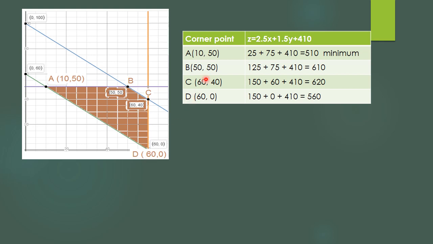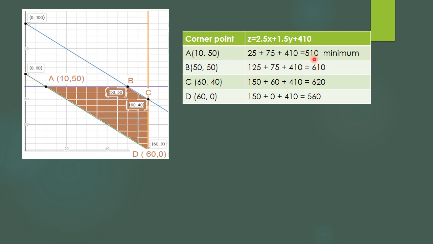Now for each corner point we will find out the value of Z, which we have calculated as 2.5x plus 1.5y plus 410. Now just replace the value x as 10. Here we will get it as 25 plus 75 plus 410. So we get it as 510. Another for 50, 50, same way, just replace in this case x as 50, y as 50 and calculate. We will get it as 610. For 60, 40 we get 620, and for 60, 0 it is 560.